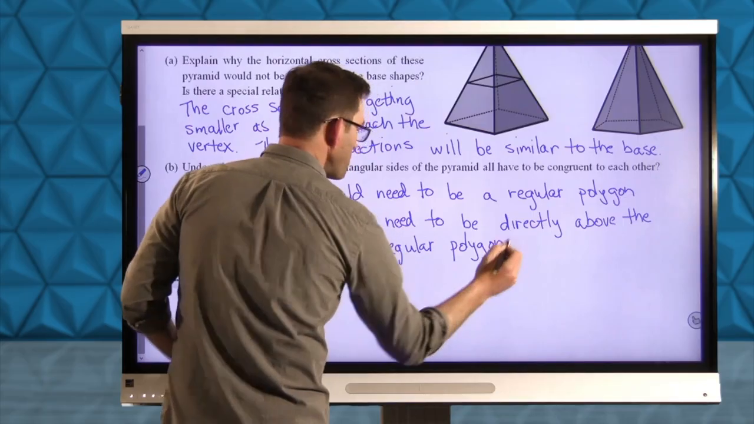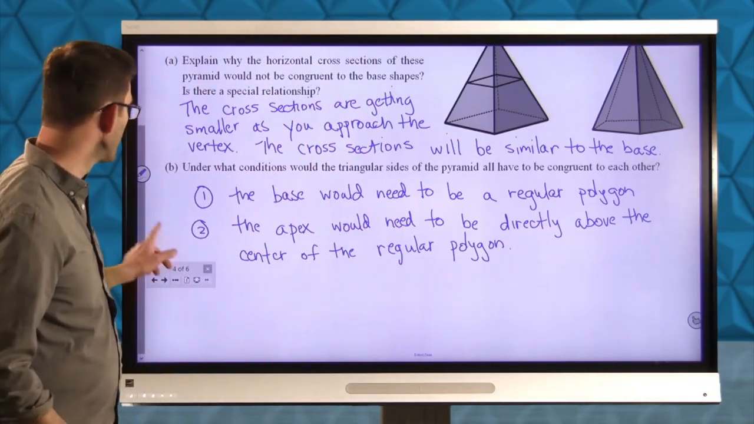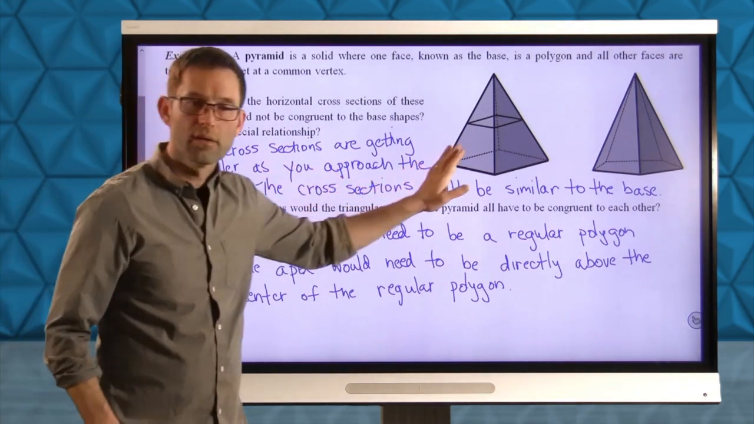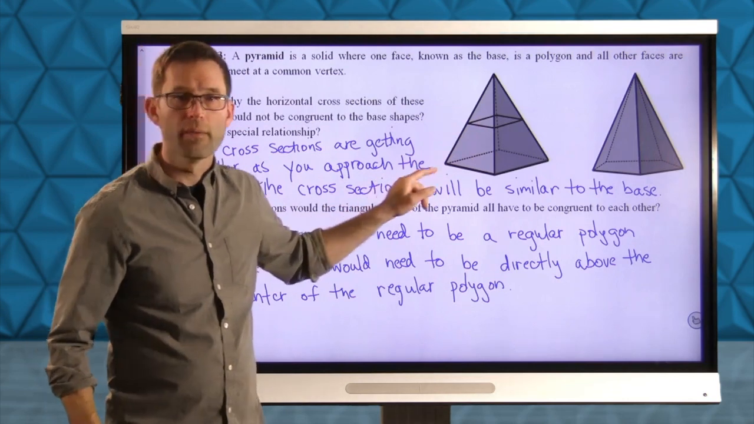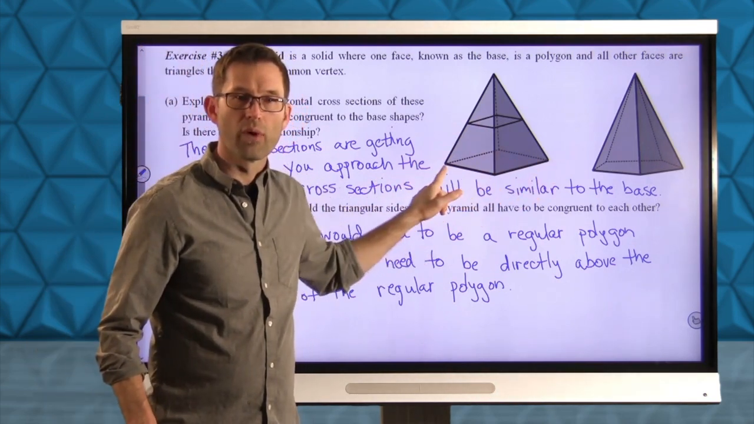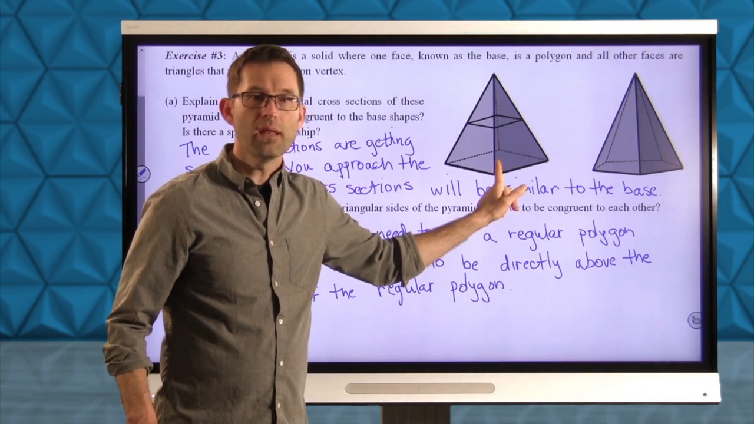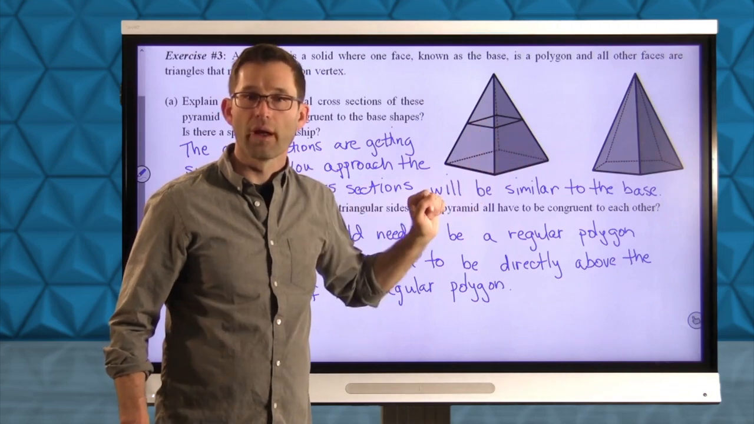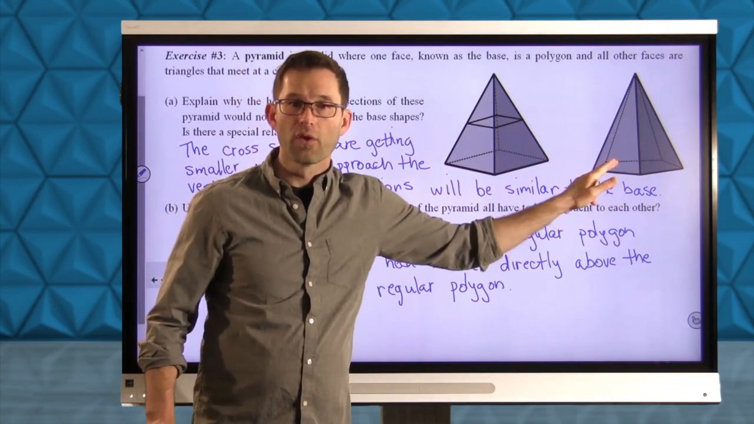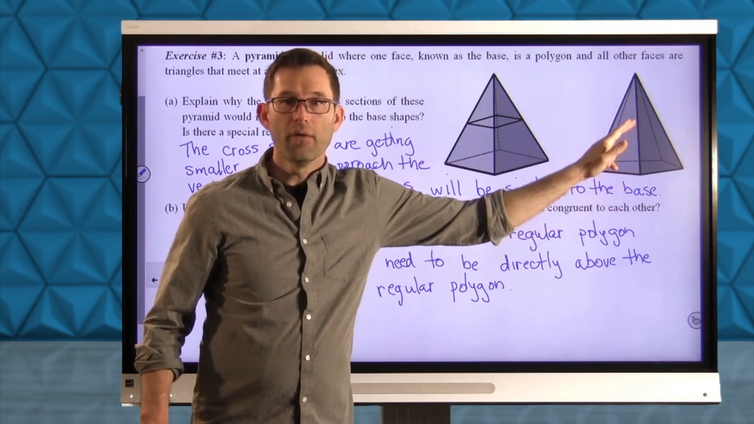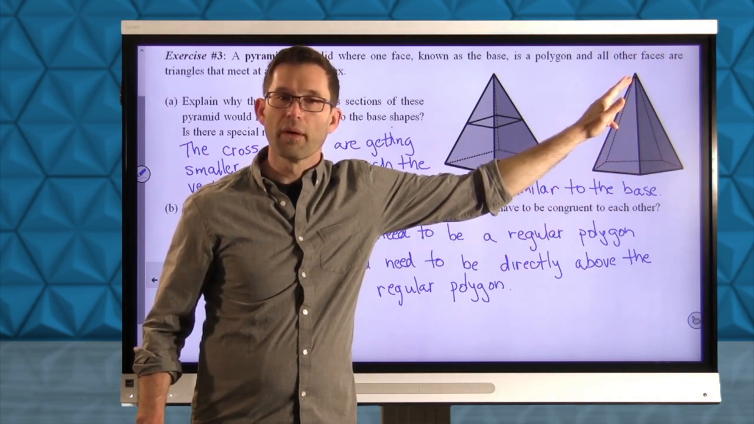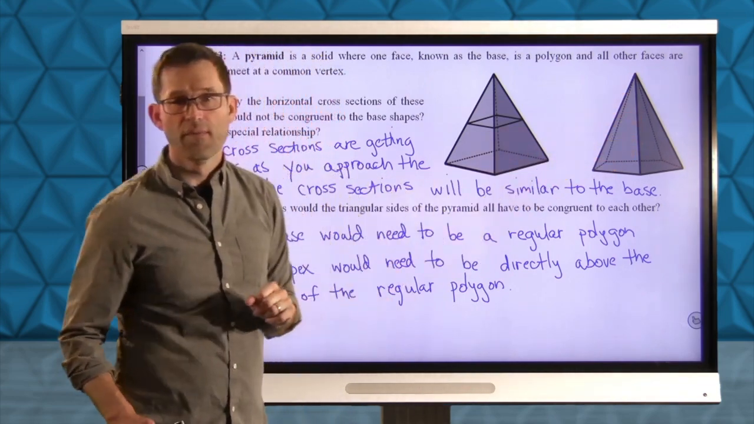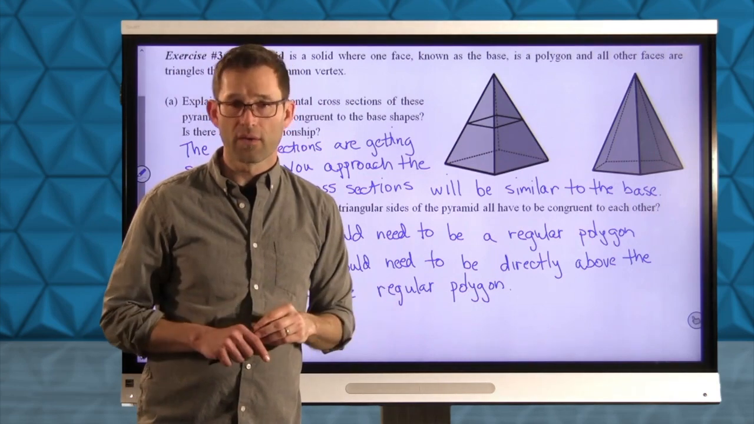And granted, most pyramids, this is sort of what we think of, right? In fact, the two that are pictured right here look like pyramids that fall into this category, where perhaps this is a square, a regular quadrilateral, and then immediately above the center of the square is the apex, and so each one of those four triangles are identical. Likewise for this regular pentagon, immediately above the center of the regular pentagon is the apex, and all of those triangular faces that go around the pyramid are identical.